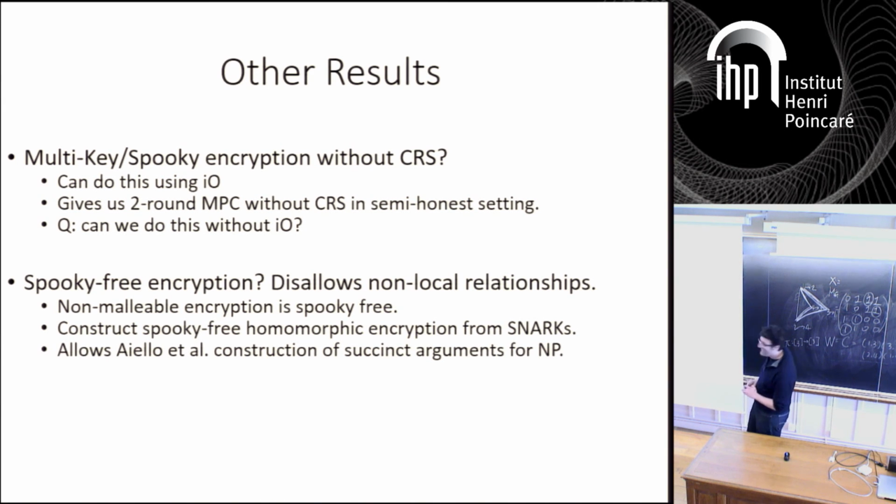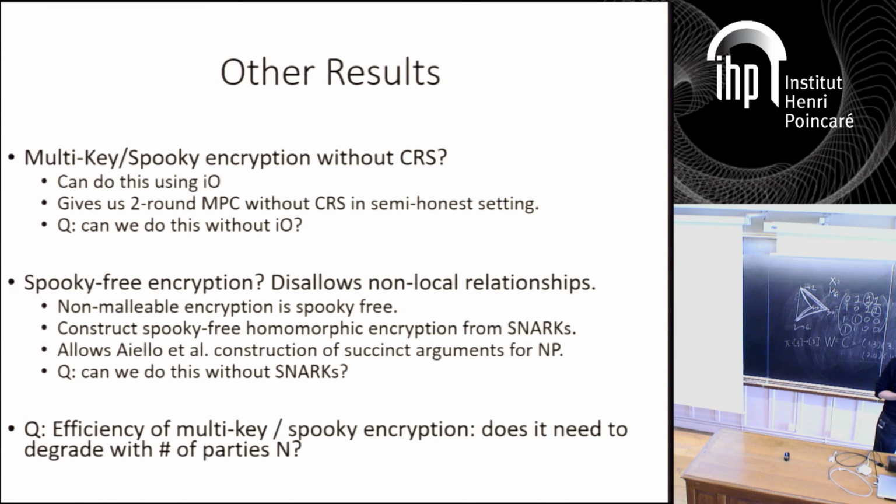But then the last line implies that spooky-free homomorphic encryption would require a non-standard assumption. It actually doesn't, because the Aiello et al. construction, I believe... it's static honest, so maybe that we don't have a separation for. But the last line is that if you build this type of spooky-free encryption, you can plug it into this application that I didn't want to talk about: building succinct arguments for all of NP.